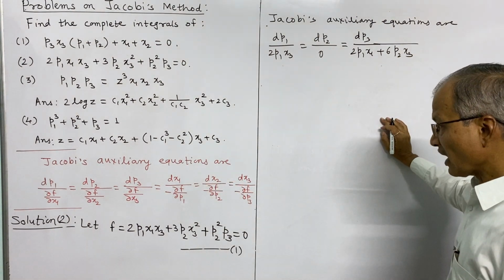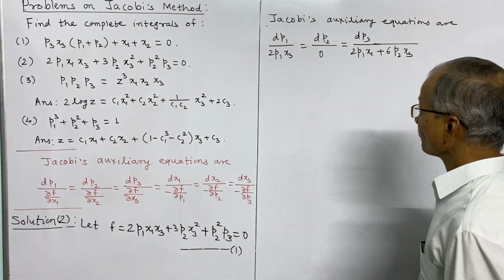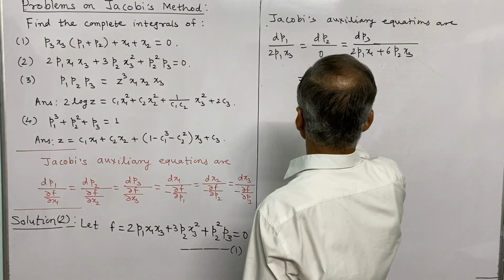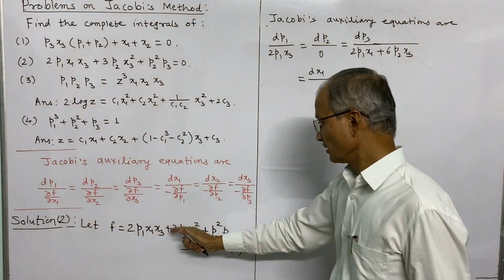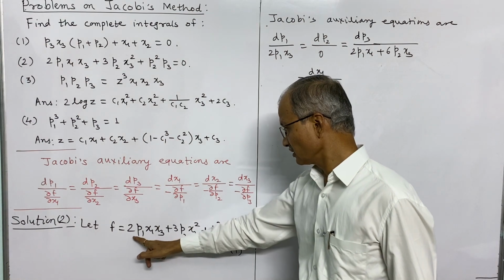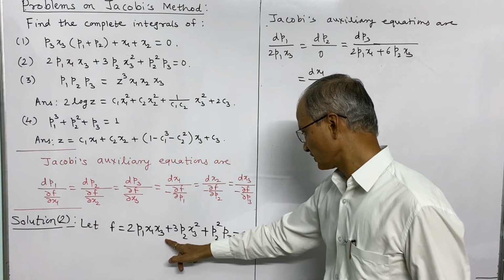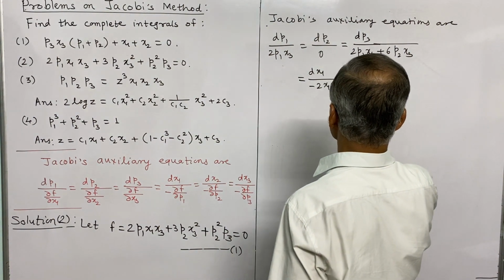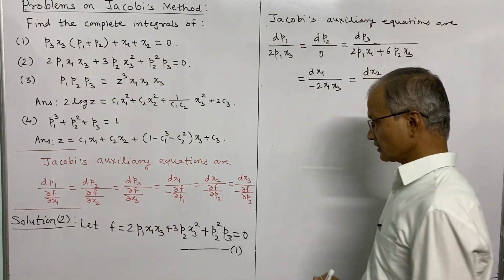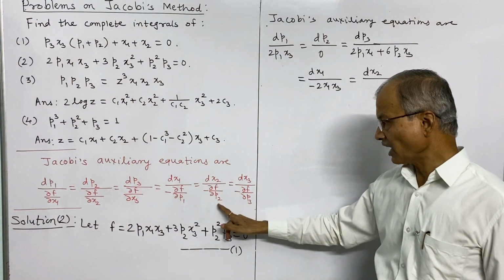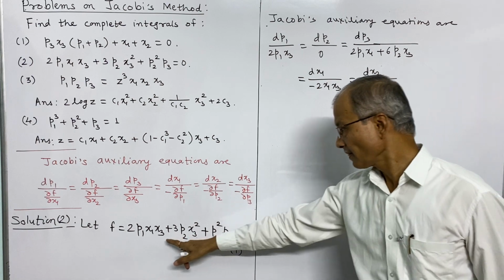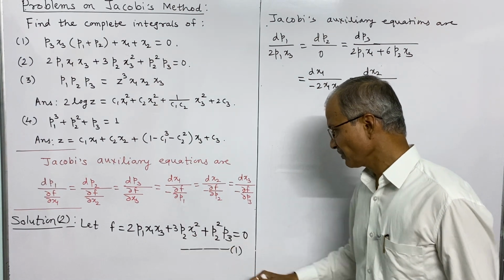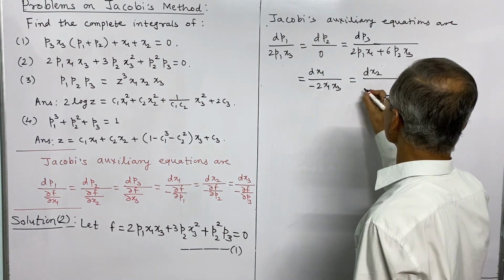dx1 divided by partial derivative of f with respect to p1. So that I shall write here. This is equal to dx1 divided by, and this derivative with respect to p1 is 2x1 x3 with negative sign, minus 2x1 x3, and next is dx2 divided by partial derivative of f with respect to p2. Here this is the second term, and that is with respect to p2, 3 times x3 square with negative sign.